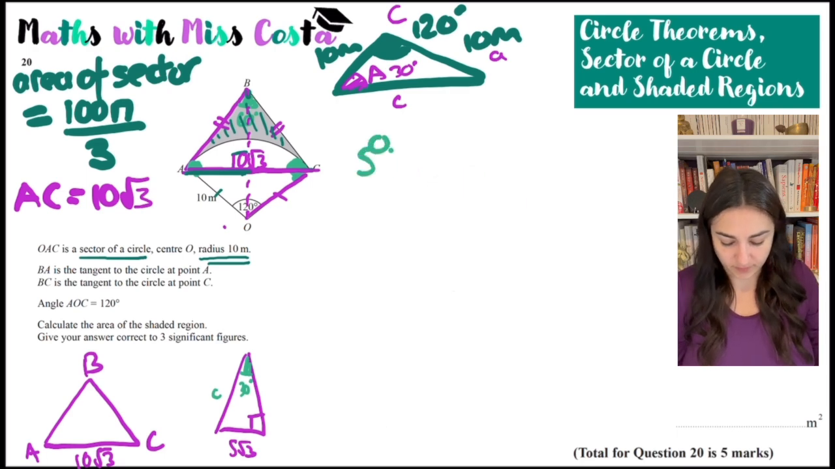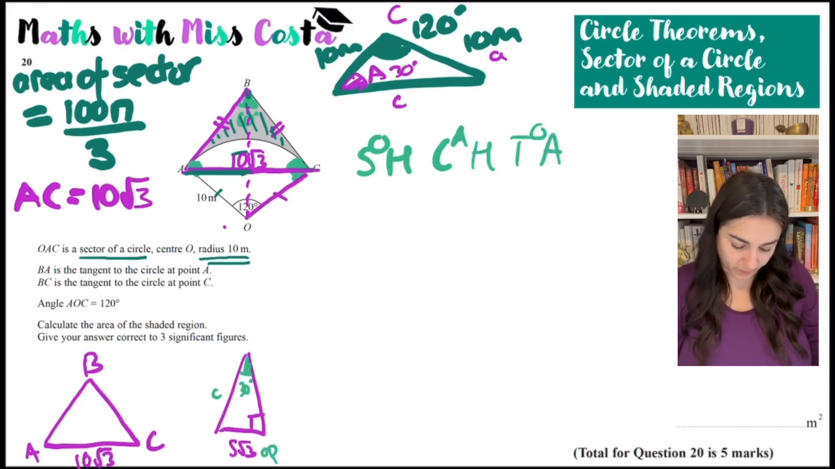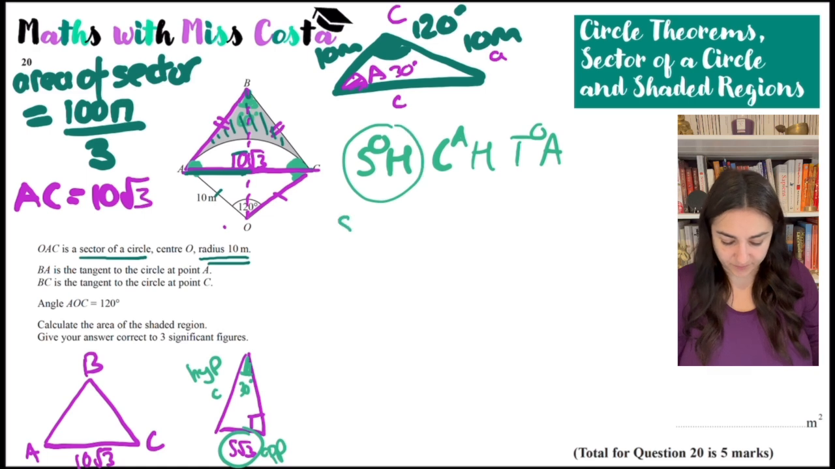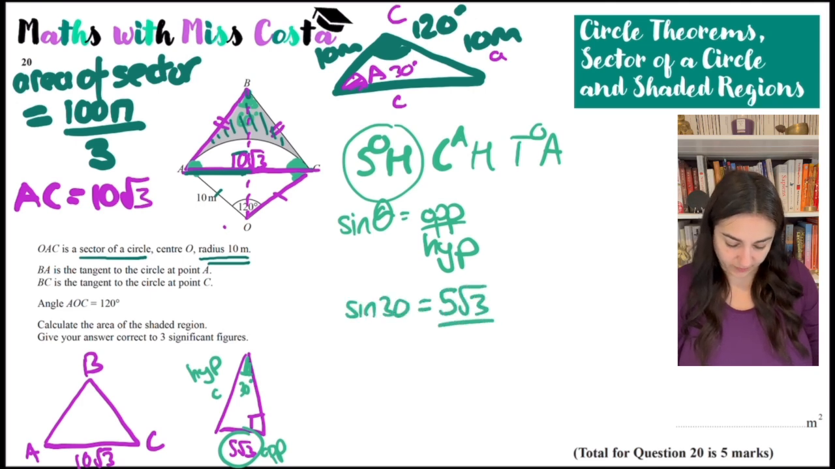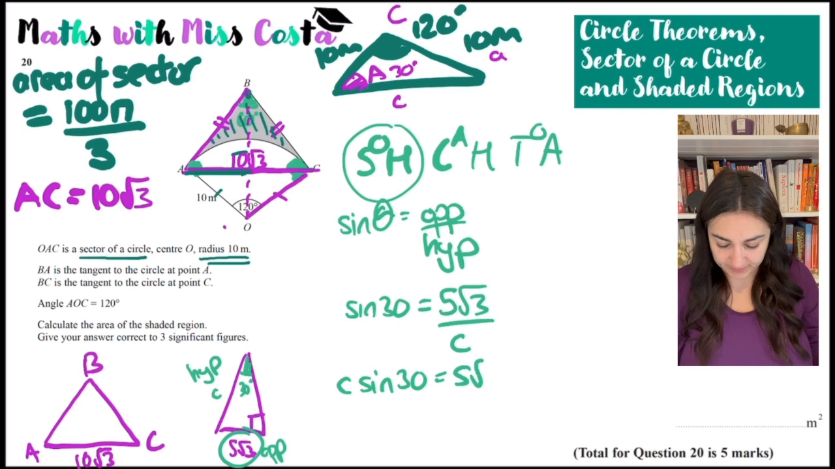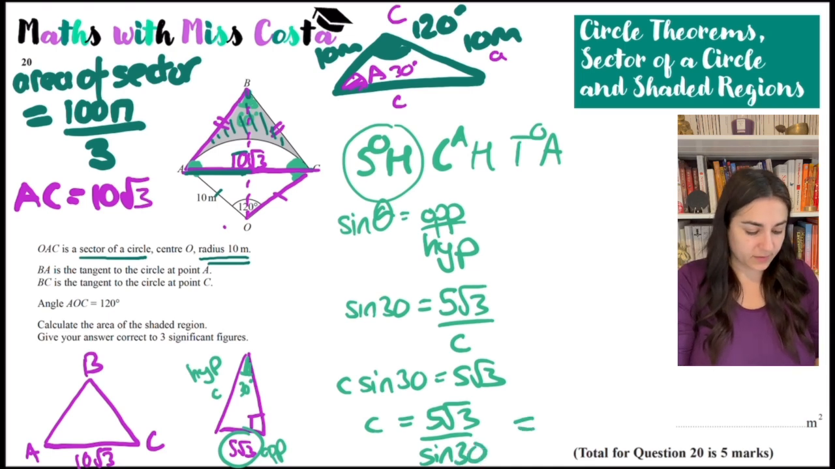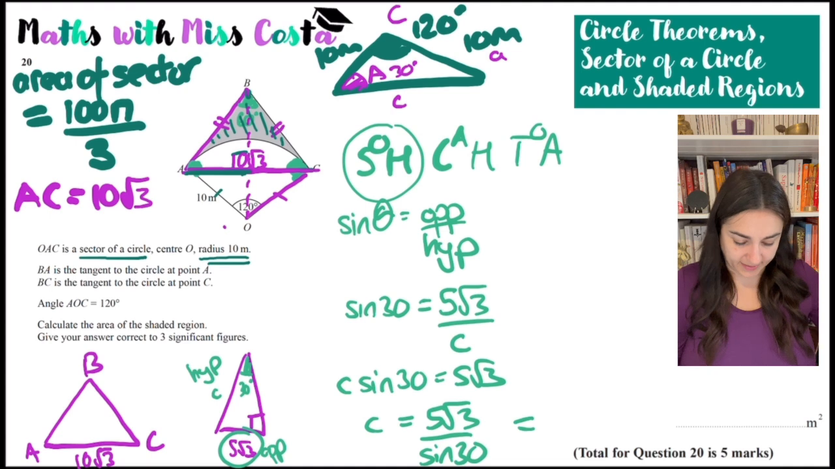You've got SOHCAHTOA. Which sides have you got? You've got the opposite and the hypotenuse. So I know that I'm going to use O and H. So sine theta is opposite over the hypotenuse. So sine 30 is 5 root 3 over the hypotenuse, which is C. So C sine 30 is 5 root 3, and therefore C is going to be 5 root 3 over sine 30, which is 10 root 3.